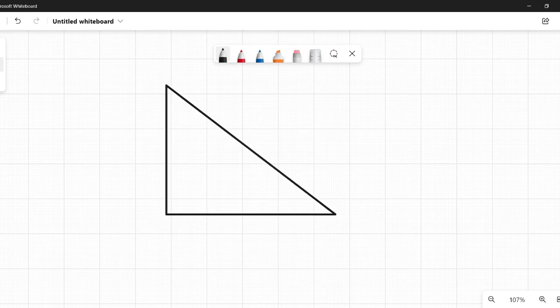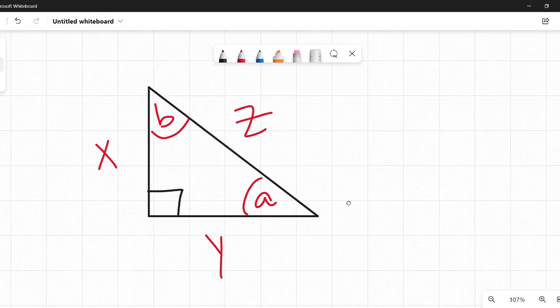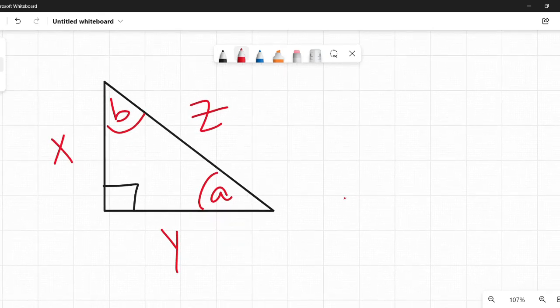So if I have a triangle, and I'm going to look at, we have two angles here that are not the right angle. I'm going to call this angle A and I'm going to call this angle B. And then we have our three sides, which I'm going to call X, Y, and Z. So here are the ratios that they wrote down.